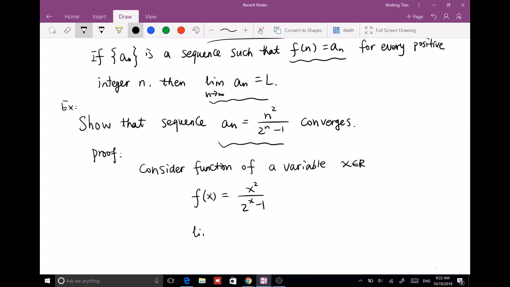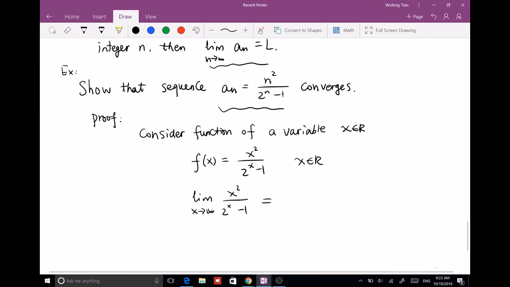And the limit as x goes to infinity of x squared over 2 to the power x minus 1. So this variable x is continuous and differentiable, both top and bottom. Even as x goes to infinity, this is an infinity over infinity form, and we can use L'Hopital's rule because f(x) is a continuous function. Both the top and the bottom are continuous, so now I can use L'Hopital's rule.